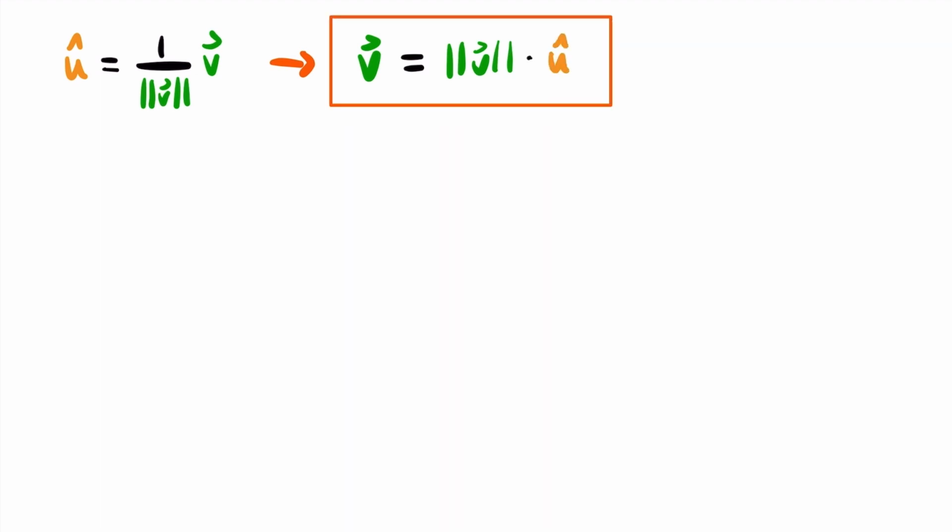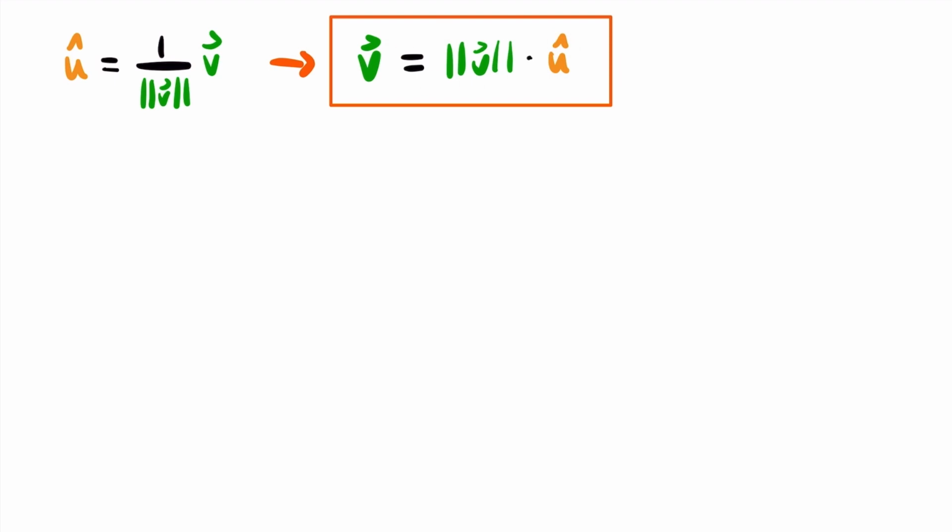Now, if we take a closer look at that formula that we just used, the unit vector is equal to 1 divided by the magnitude of v times vector v. What happens if we solve for this position vector v in this equation? Well, in order to do that, all we have to do is multiply both sides of the equation by the magnitude of vector v, and that will give us that vector v is equal to its own magnitude times the unit vector u. And this right here is a very important equation.